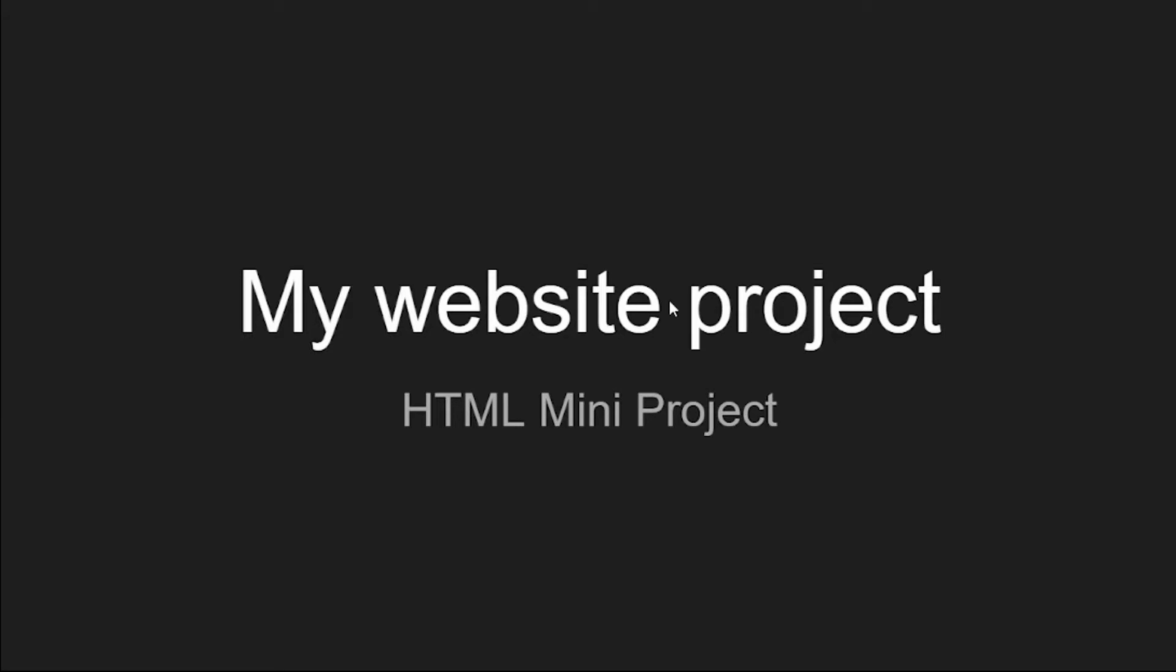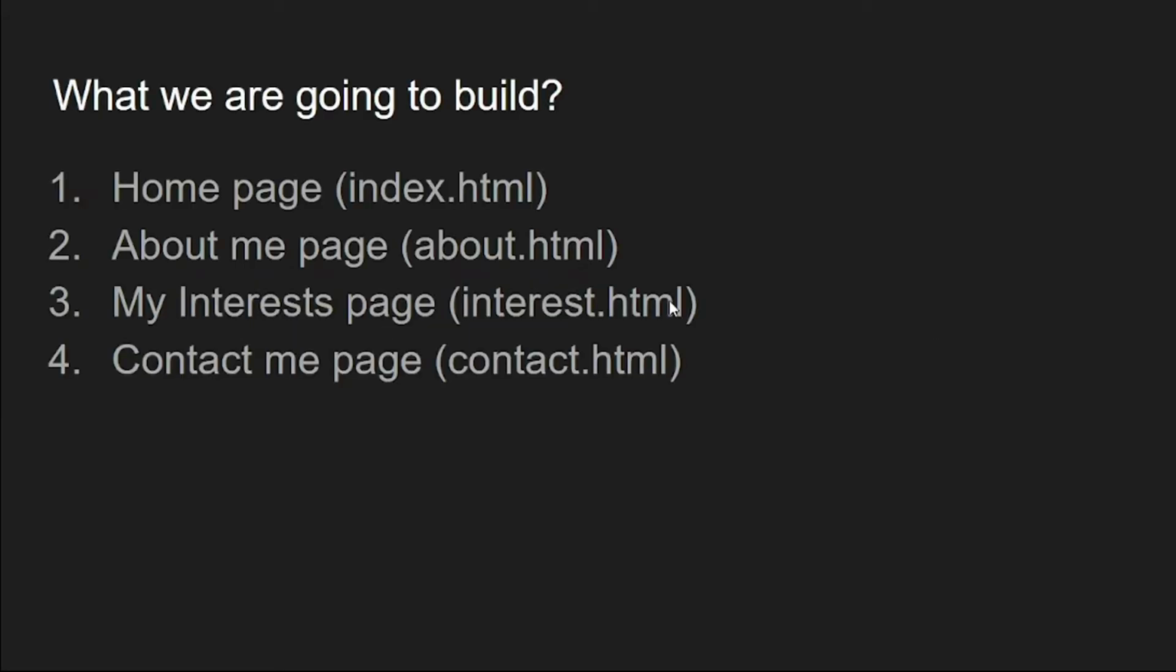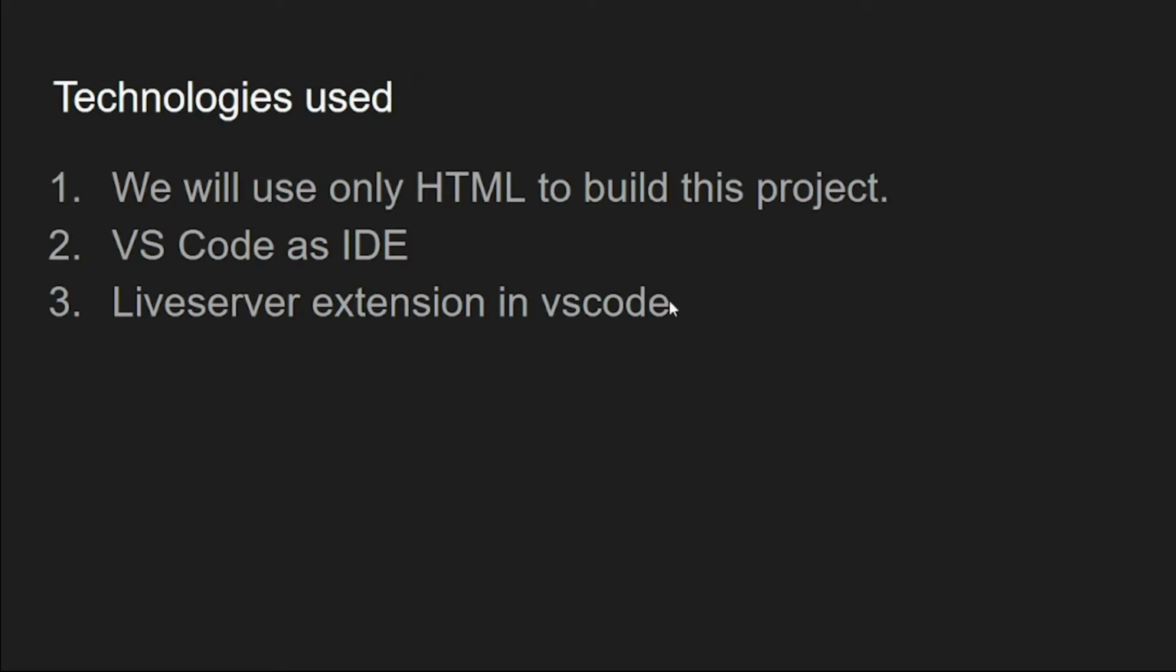So what we are going to build? We are going to build a website for you. So you are going to build your website. It will have 4 pages: index.html, about me page, my interest page and contact me page. And we are going to use only HTML and VS Code as an IDE, integrated software development environment, for coding, and the live server extension in VS Code for server purposes.